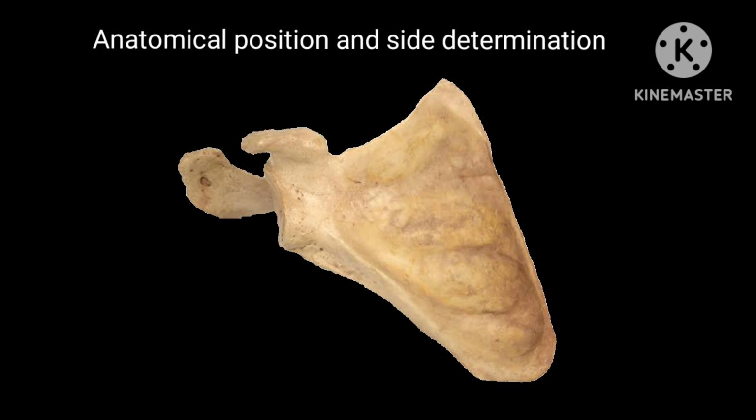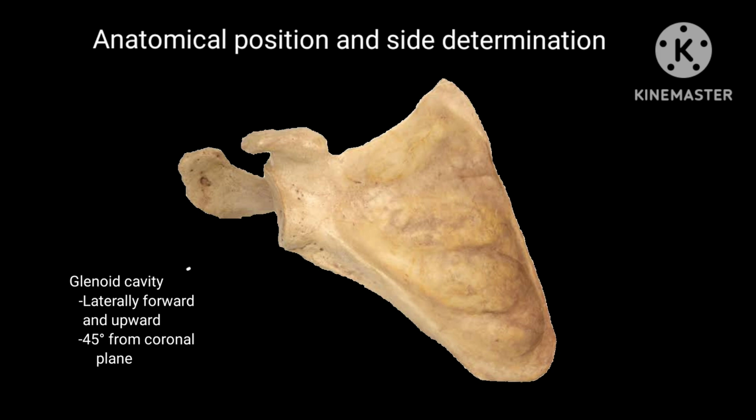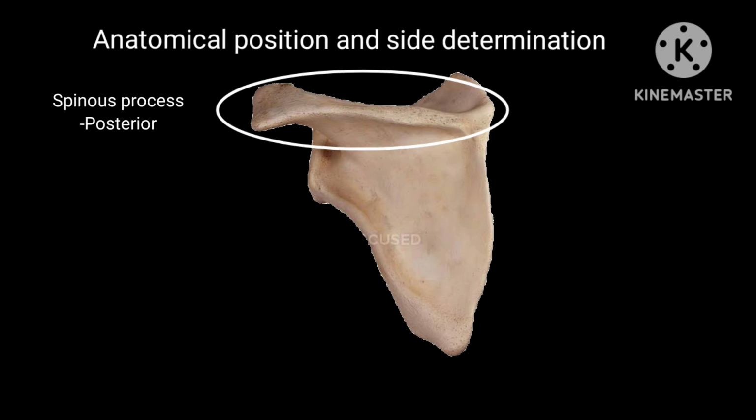The side of the scapula can be determined by holding the scapula in such a way that the glenoid cavity faces laterally, forward and slightly upwards at an angle of 45 degrees from the coronal plane. The coracoid process is directed forwards. The shelf-like spinous process is directed posteriorly.